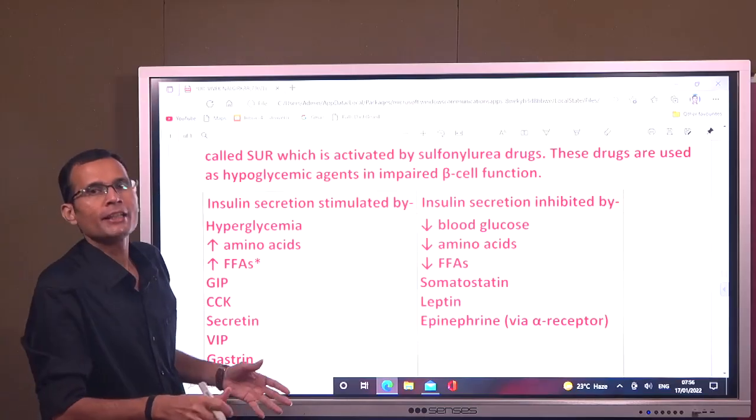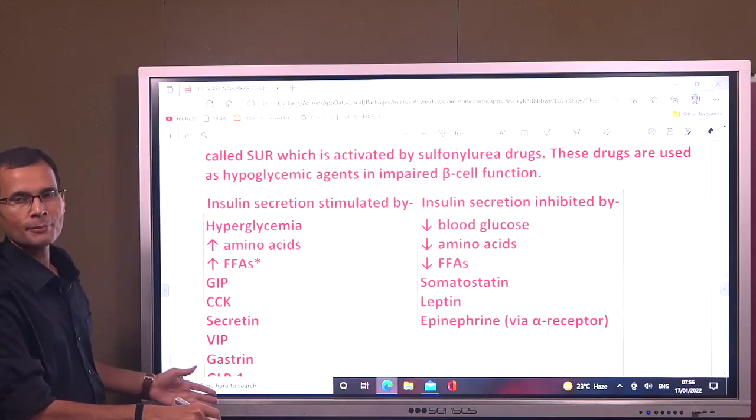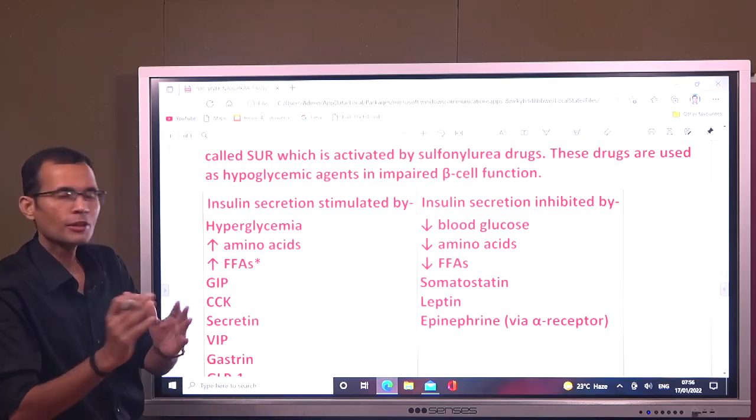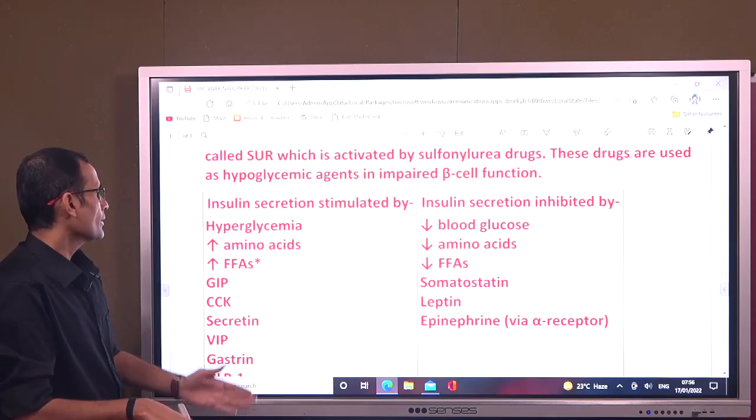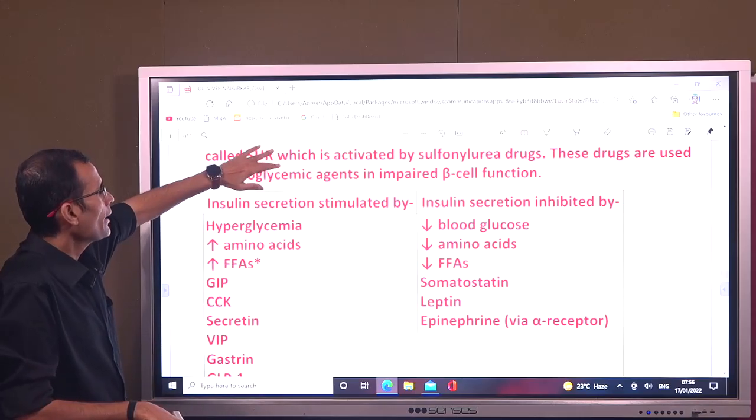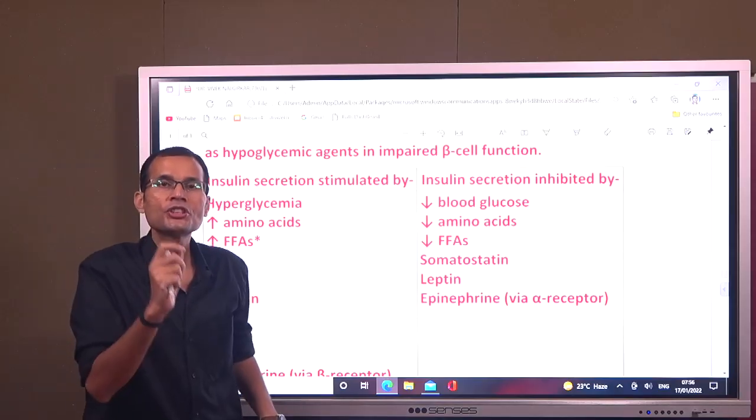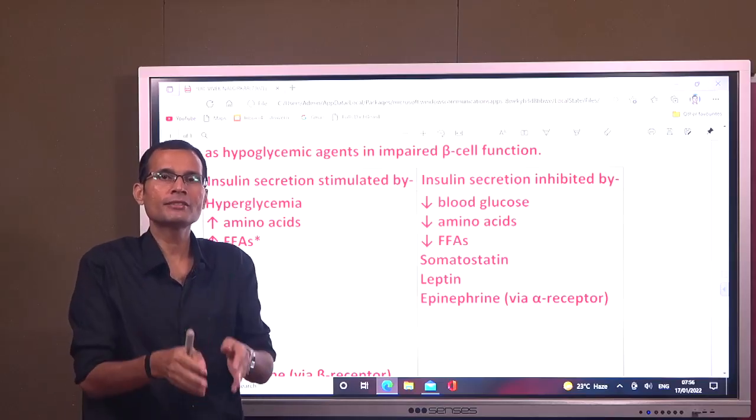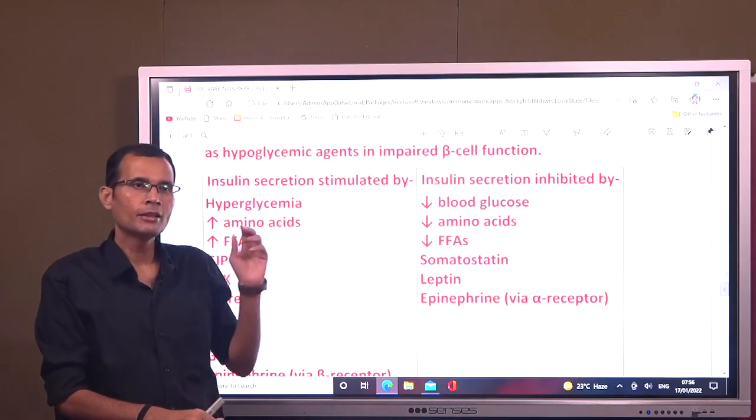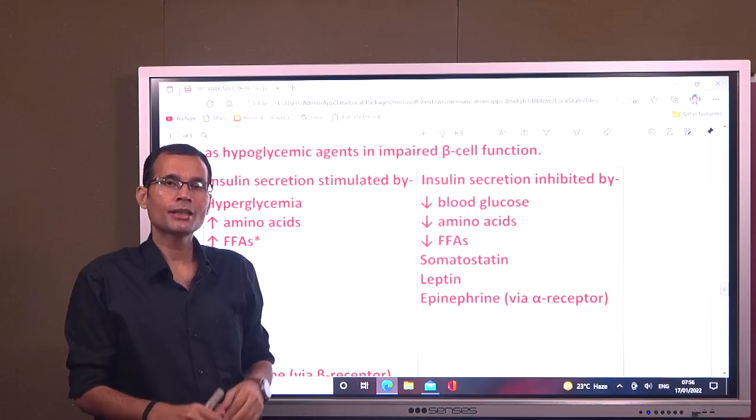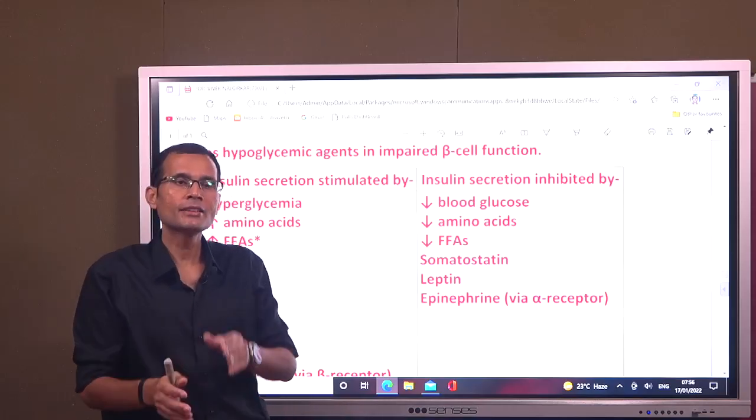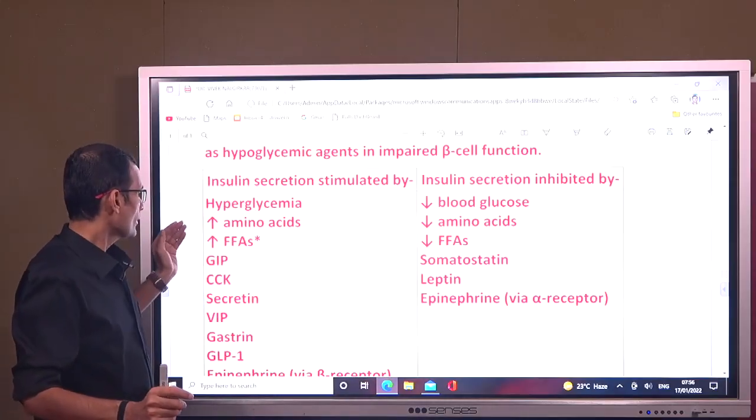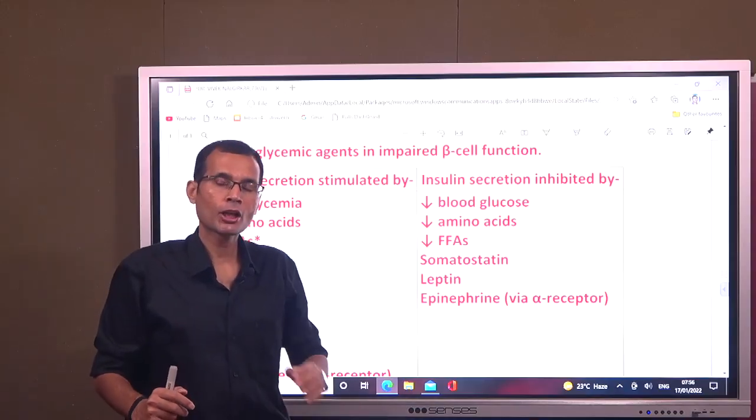Insulin secretion is stimulated by hyperglycemia, obviously. That's the most important stimulus. Increased amino acids, increased free fatty acids, and also GIP, GLP. Remember, we have done this in the digestive tract. There are certain substances which are called incretins, as in incremental insulin secretion. They are GIP and GLP-1, glucagon-like peptide 1.